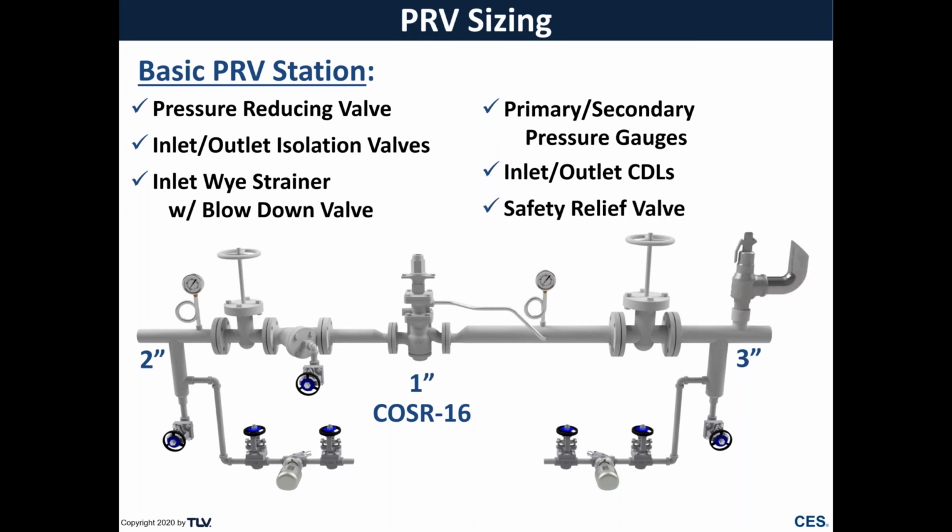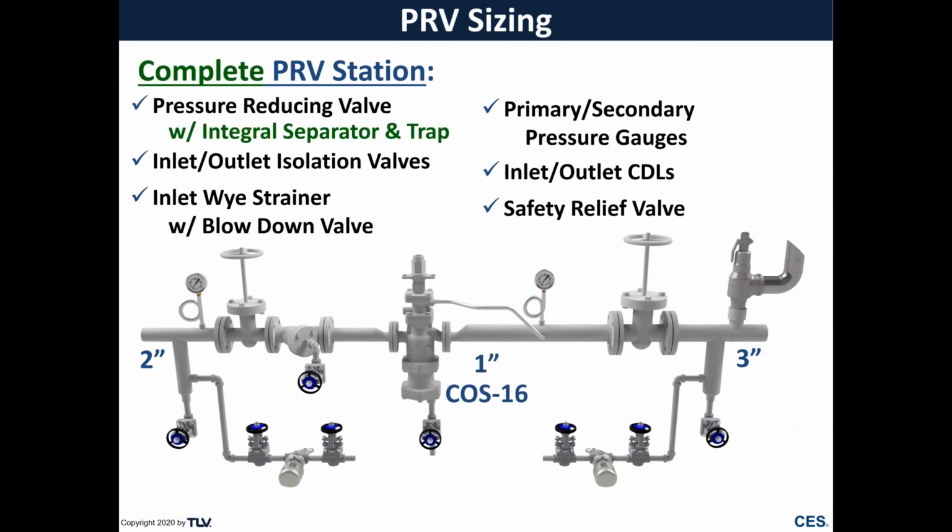And don't forget safety. To protect downstream piping and equipment from overpressurization should the PRV fail open, we should have a safety relief valve installed a short distance downstream of the PRV, set to lift at an appropriate maximum pressure level, and capable of handling the full capacity of the PRV. But really, for a complete PRV station, we should improve the steam quality further by achieving at least 99.8% dry saturated steam by removing entrained moisture in the steam flow using a 5-in-1 COS16 valve, which includes the SCE separator and free float trap.